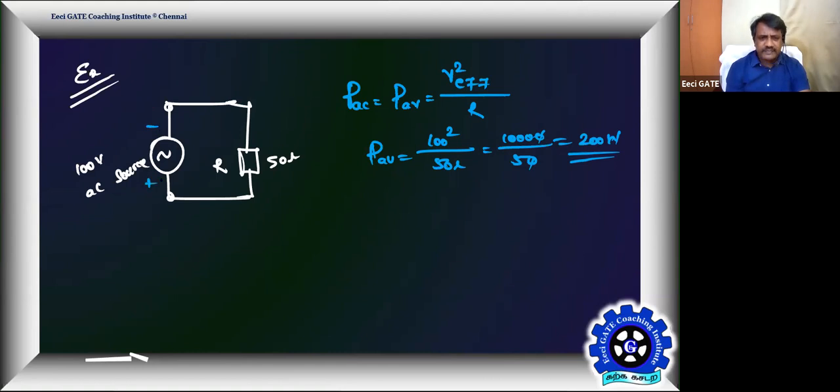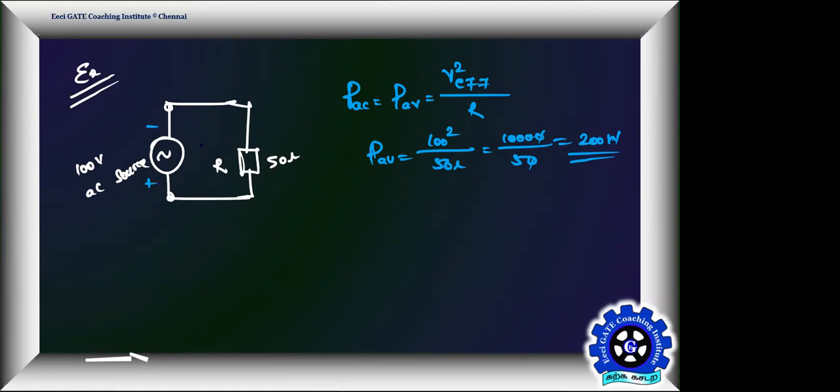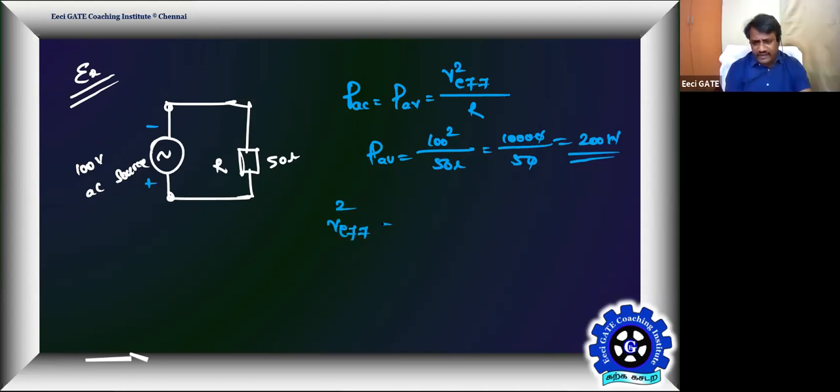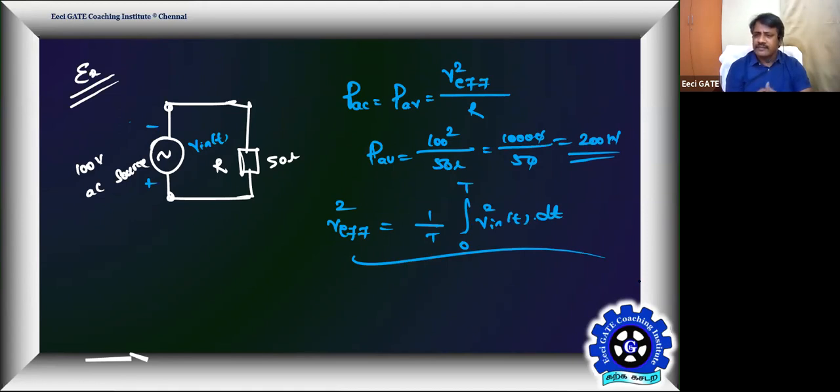Understand everyone? Tell me why no problem with respect to sign? Squared, sir. Yes, because V square effective is 1 by T integral 0 to T of V in of T squared. It can be top positive, bottom negative, or top negative, bottom positive. It is going to get squared. Therefore, automatically the negative sign will vanish. Always it is positive. Getting everyone?